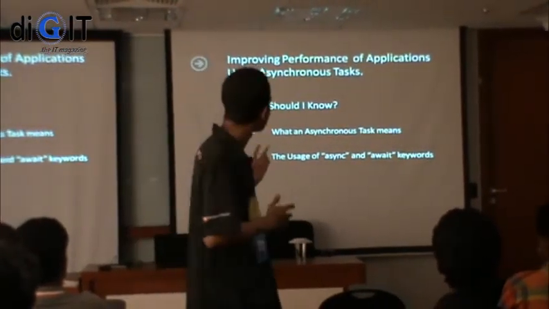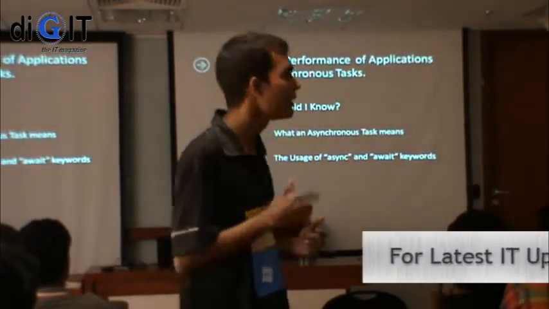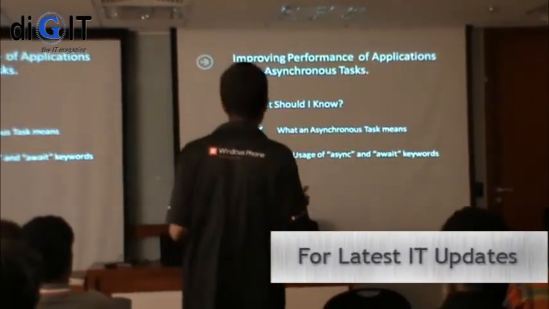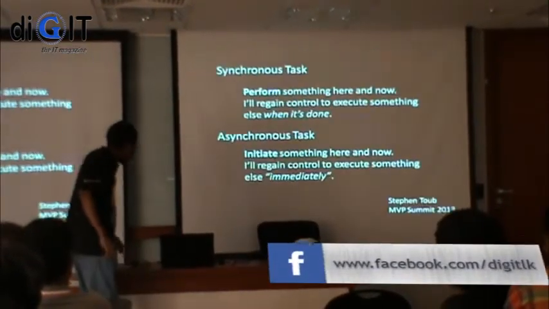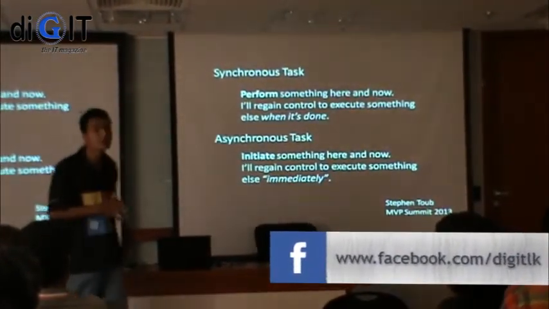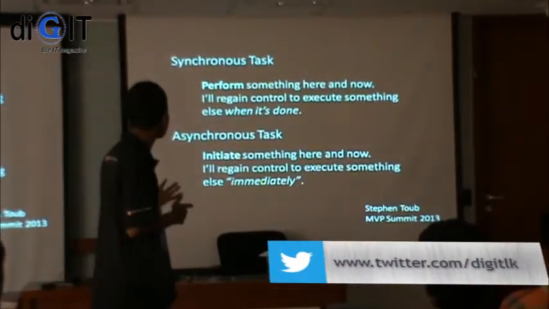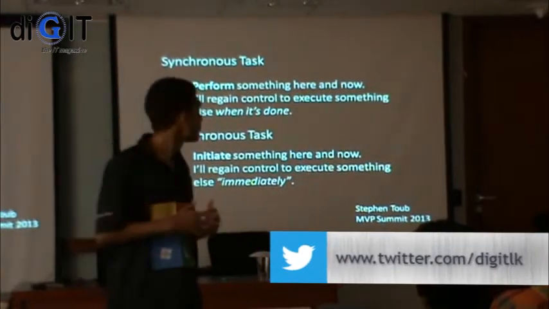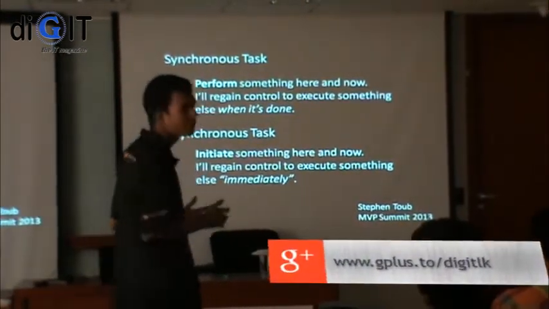and the usage of async and await keywords provided with .NET Framework 4.5 in order to make the writing of asynchronous tasks much simpler. So now let's see what a synchronous task and an asynchronous task are. I quoted this from a presentation done at MVP Summit 2013. According to that, a synchronous task is: perform something here and now. I regain control to execute something else when it is done.